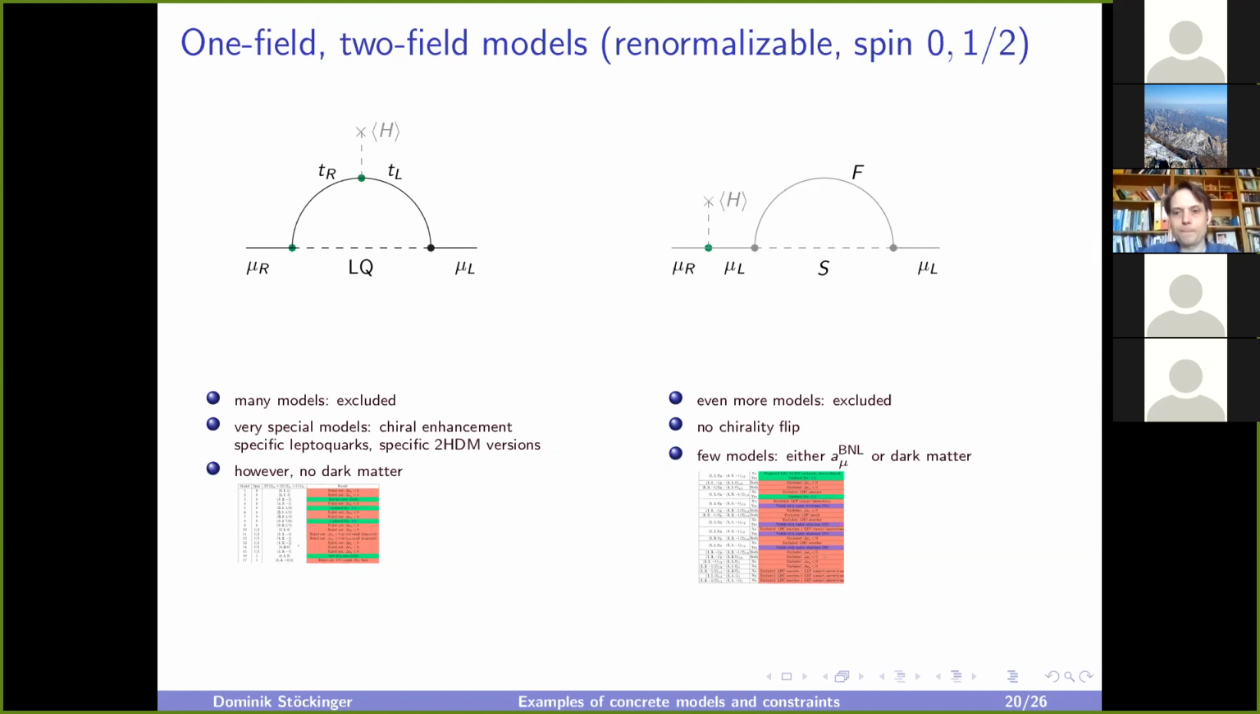I see. Thank you. And also, you're saying that many models can explain the muon g-2, but many models are also excluded by some other experiments. But what kind of experimental data do you think gives the most severe constraint?